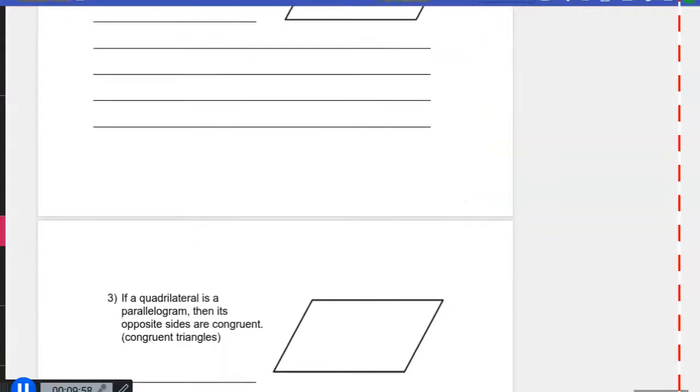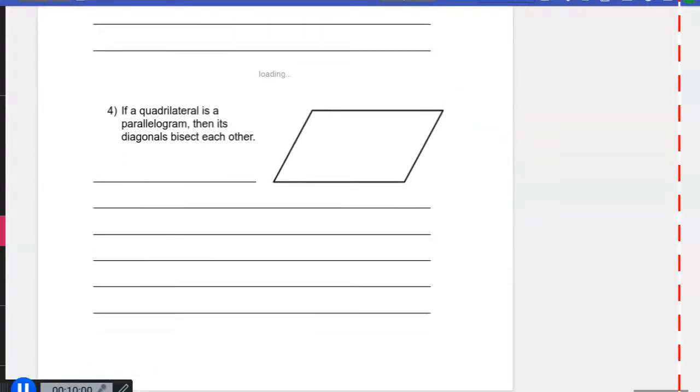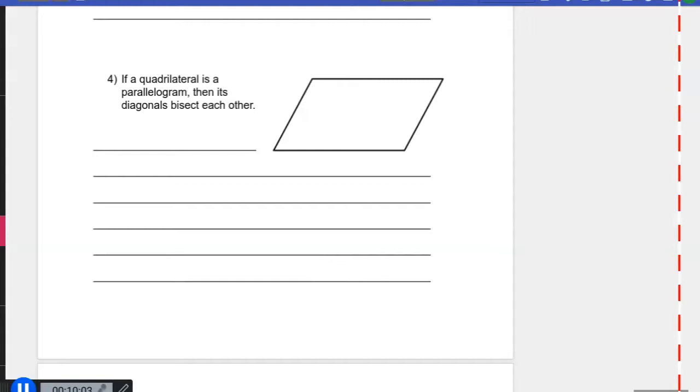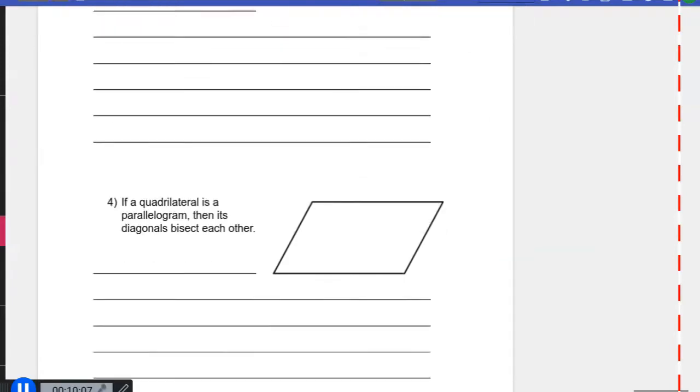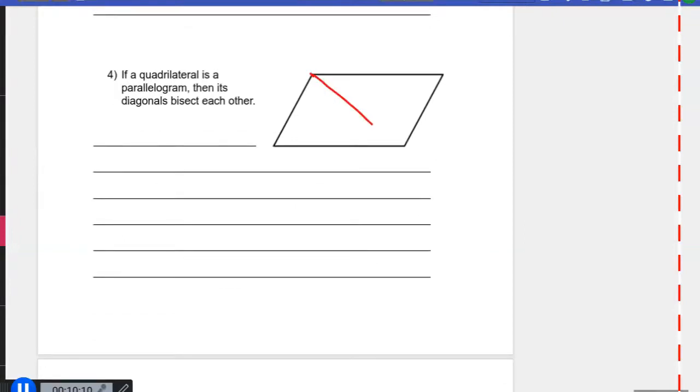Okay, I want to skip down and also do number 4 with you. If a quad is a parallelogram, then its diagonals bisect each other. So I'm going to start by labeling it, and drawing the diagonals. So I've got diagonal AC and I've got diagonal DB. And I need a letter in the middle. So if I'm trying to show that they bisect each other, I need to show that AE and EC are the same.